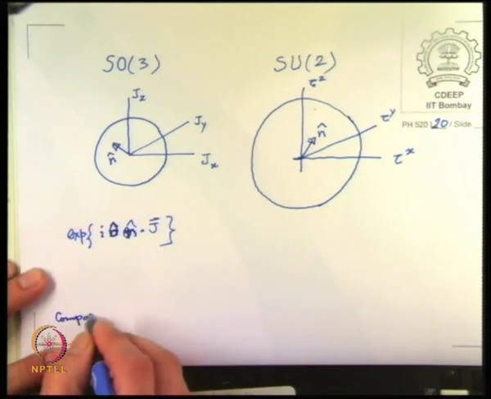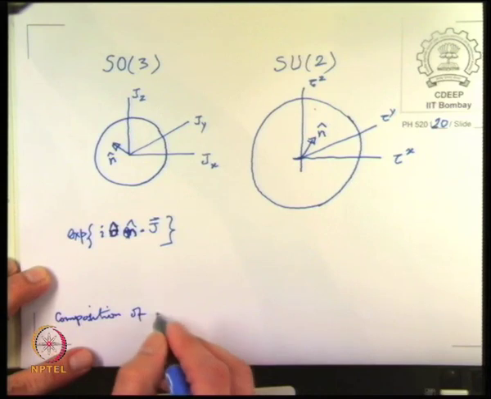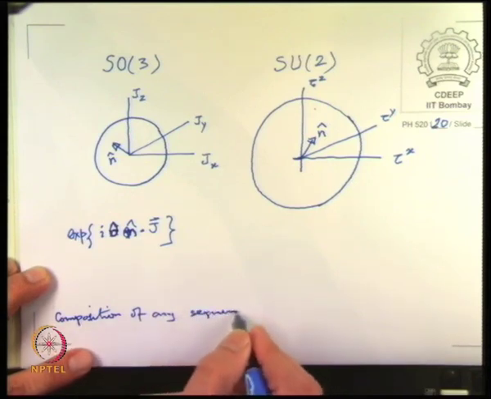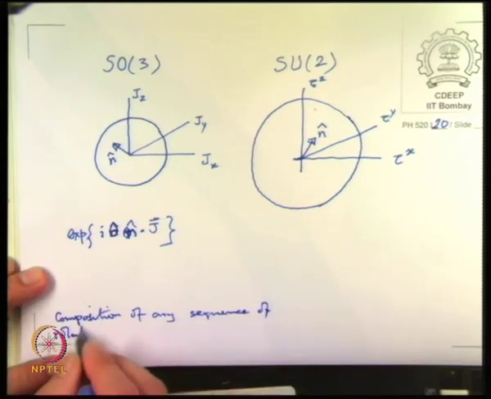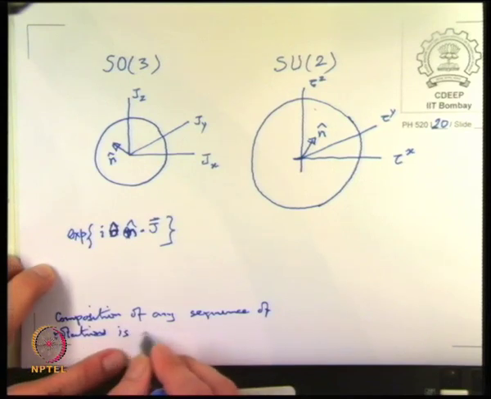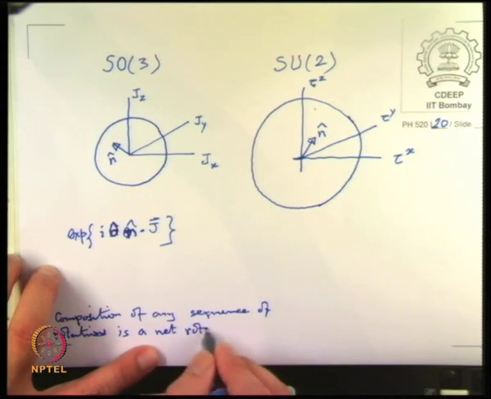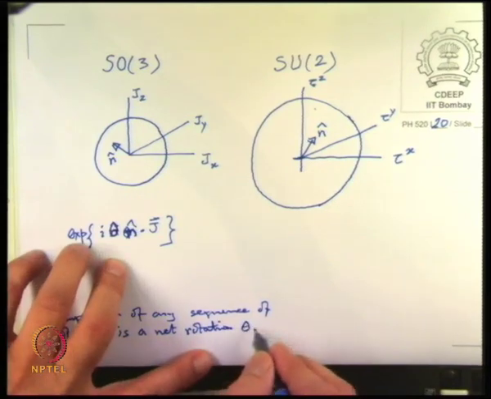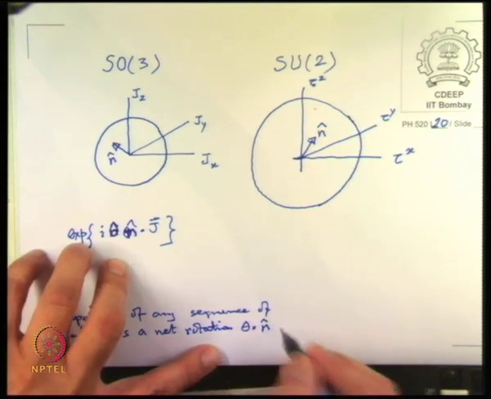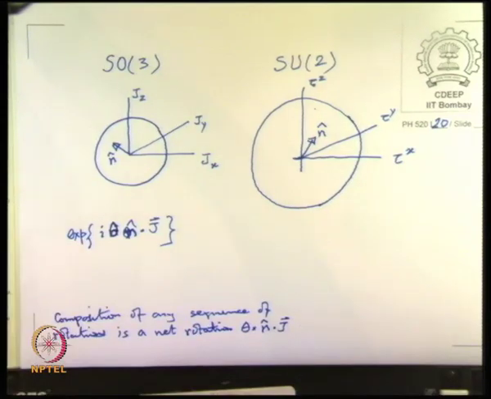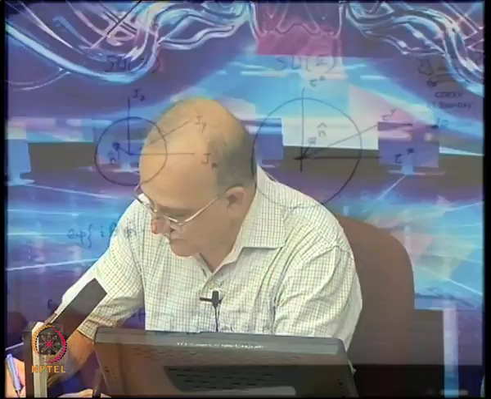Okay. Composition of any rotations is a net rotation theta times n cap dot j. So n cap is the axis of rotation, theta is the angle of rotation. So totally there are exactly three parameters connecting any one orientation of body to any other, even when it has gone through all kinds of complicated paths. So this is what I would like to call part of Euler's theorem.